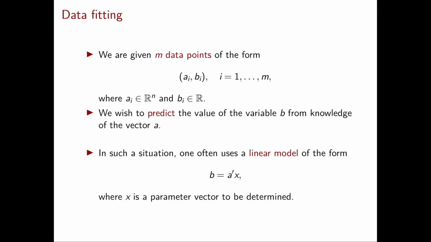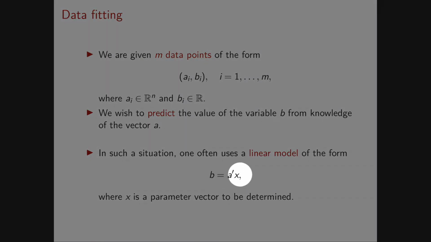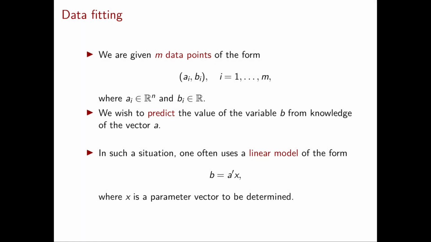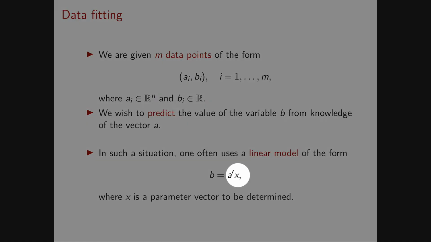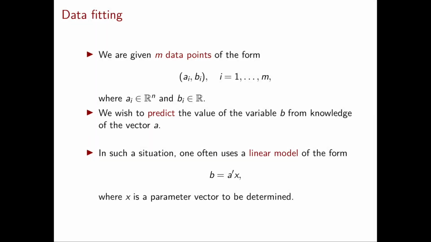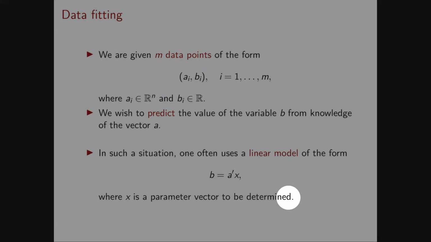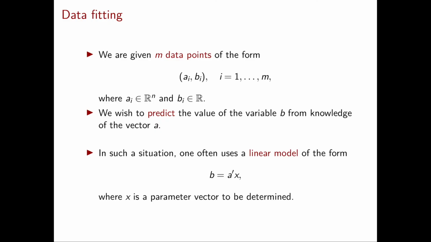In this situation, we often use a linear model of this form, b equal to a transpose x, meaning that if a new patient in the future comes in, we measure the vector a, then multiply it by a vector x that we have obtained from all our previous data, and in this way we obtain the predicted b that tells us if this new patient has heart disease or not. Here, x is the parameter vector to be determined using our m test patients.